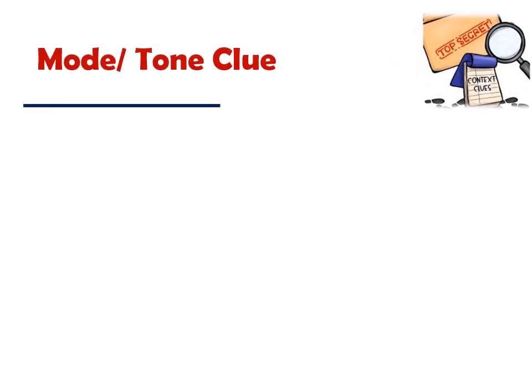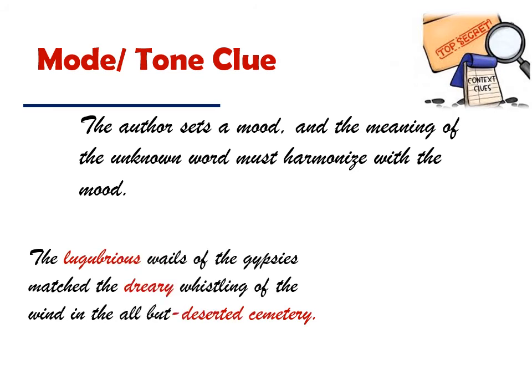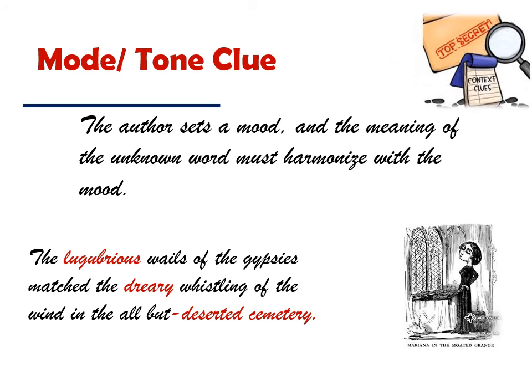Number 5. Mood or tone. The author sets a mood, and the meaning of the unknown word must harmonize with the mood. For example, the lugubrious wails of the gypsies match the dreary whistling of the wind in the all but deserted cemetery. In here, lugubrious, which means sorrowful, fits into the mood set by the words wails, dreary, and deserted cemetery.